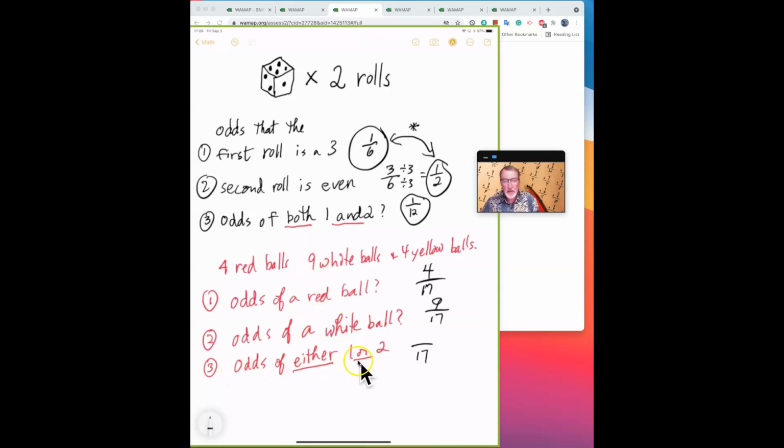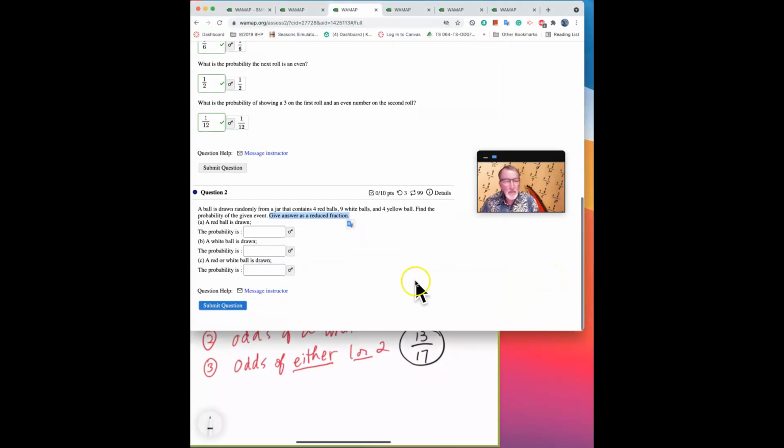And the odds of either a red ball or a white ball, we are going to add these two fractions together, and the denominators are already the same. So we're just going to simply add 4 plus 9 and get 13. And these numbers, 17 is prime, so it doesn't have any factors. So unless the numerator is divisible by 17, there's nothing you can do to reduce these. So these are our answers. Let's plug them in and see how we did.